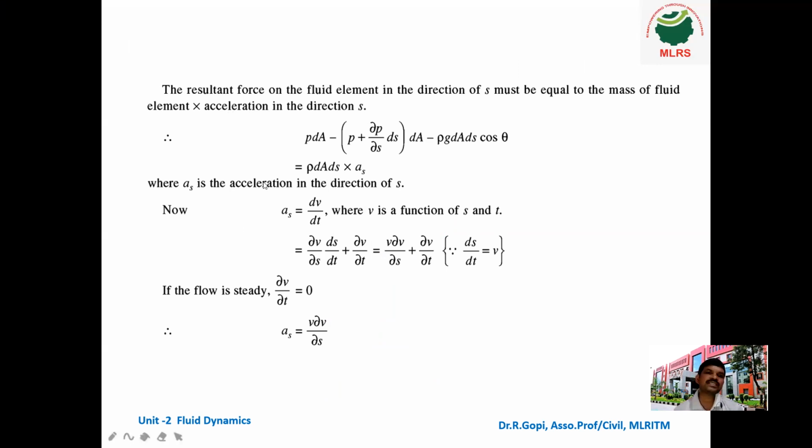Now, what is meant by acceleration? Acceleration is nothing but the rate of change of velocity with respect to time, the velocity of the fluid with respect to time.